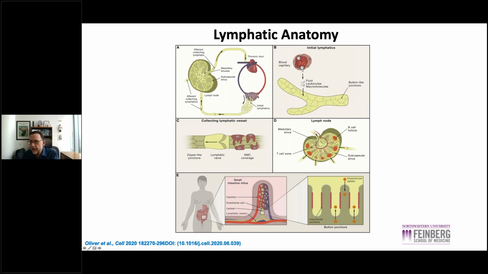And then there is another type of specialized lymphatics in the small intestine, which are called lacteals, which you can see here. And these are very specialized, also have button-like junctions that facilitate the transport of these lipid-rich particles called chylomicrons from the lacteals back to the blood circulation, and that's how lipids are absorbed.